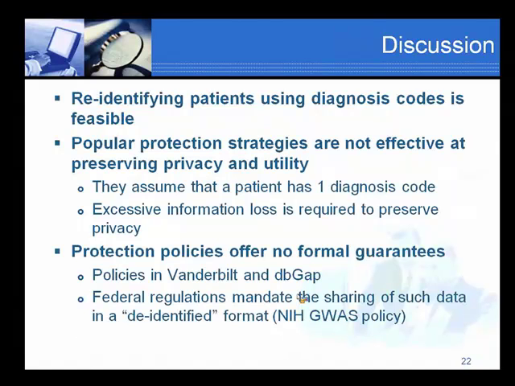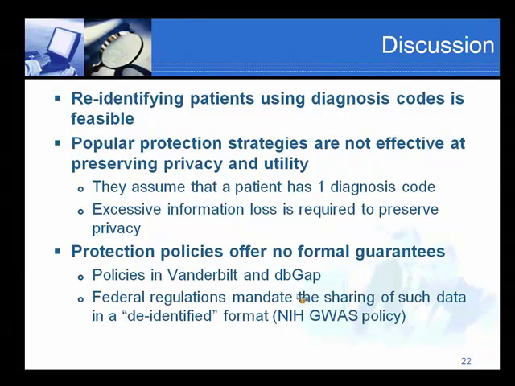So basically, the message is that re-identifying patients using diagnosis codes is something feasible according to our study, and that some popular protection strategies are not very effective at preserving privacy and utility. Preserving privacy alone by suppression is something feasible, but the result is practically useless for Genome-Wide Association Studies. So there is a need to come up with better methods that would preserve both privacy and utility.